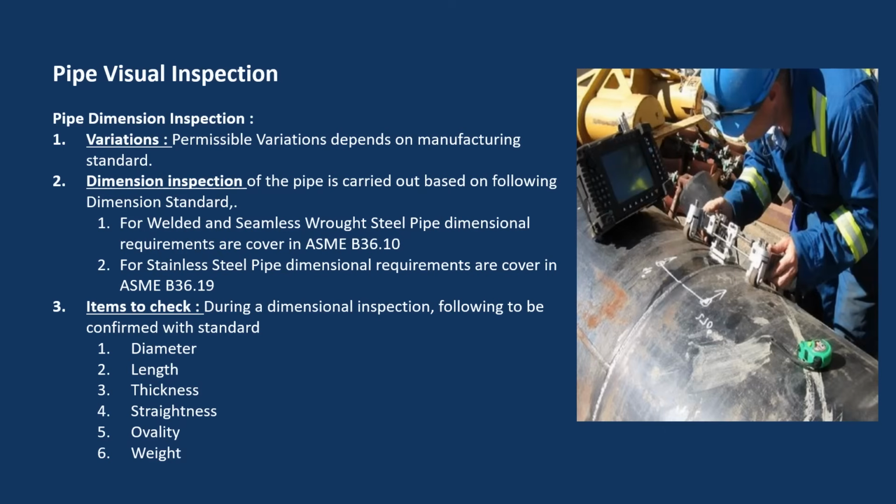So during dimensional inspection there are a few things which we generally check, for example the diameter, length, thickness, straightness, ovality, and weight. Once we are performing a check on these things, we will require these standards. We will require the ASTM standards where the permissible variations are given. So we can compare the practical situation with the benchmarking given in these standards. That is how we perform the visual inspection.